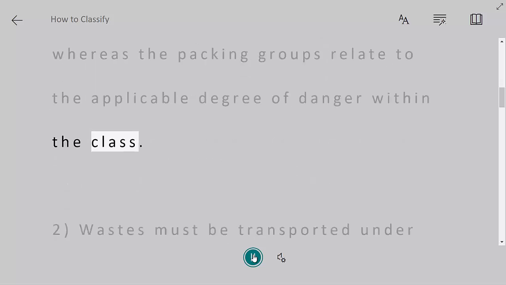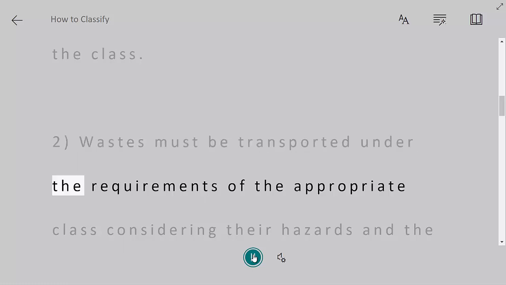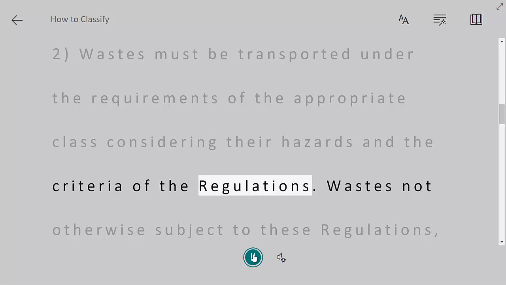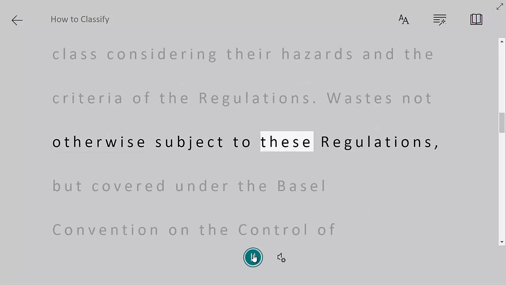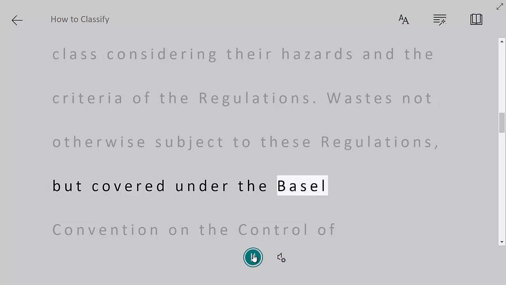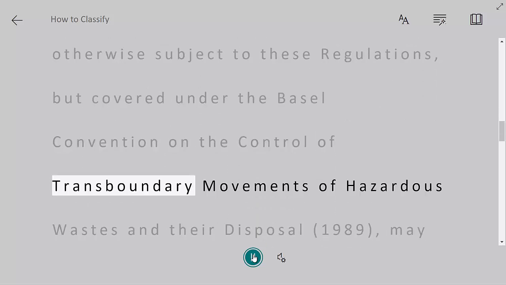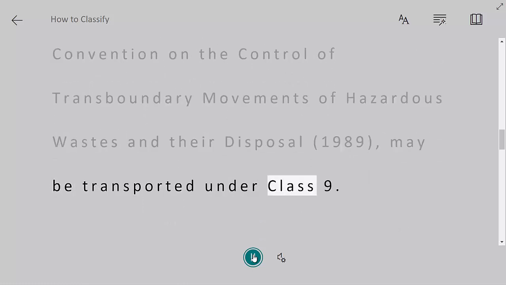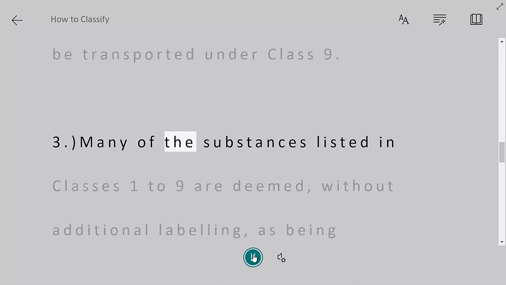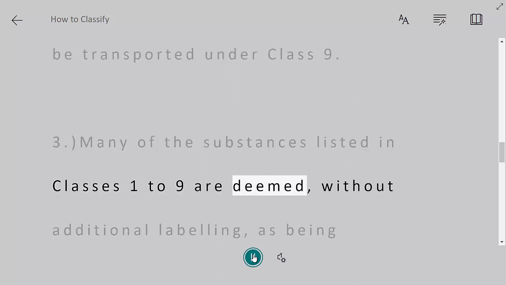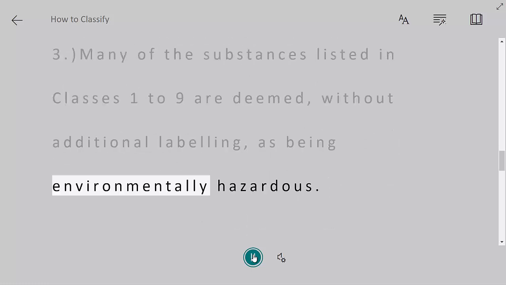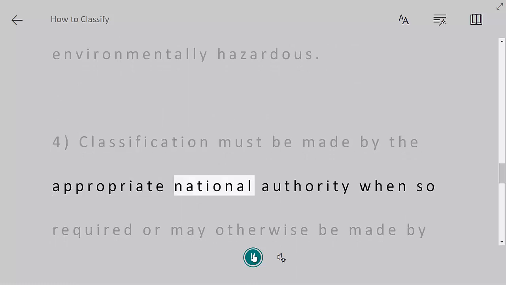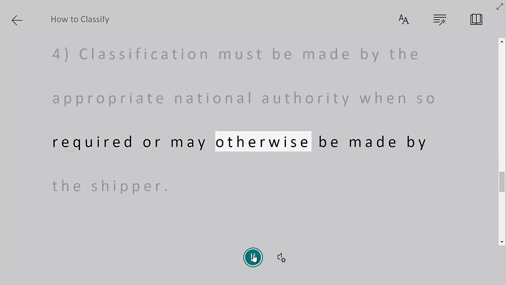2. Wastes must be transported under the requirements of the appropriate class, considering their hazards in the criteria of the regulations. Wastes not otherwise subject to these regulations, but covered under the Basel Convention on the Control of Transboundary Movements of Hazardous Wastes and Their Disposal, 1989, may be transported under Class 9. 3. Many of the substances listed in Classes 1 to 9 are deemed, without additional labeling, as being environmentally hazardous. 4. Classification must be made by the appropriate national authority when so required, or may otherwise be made by the shipper.